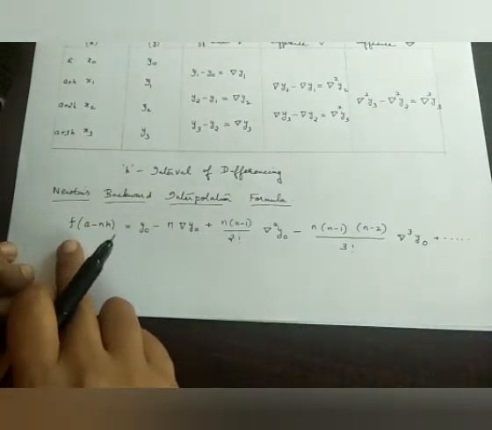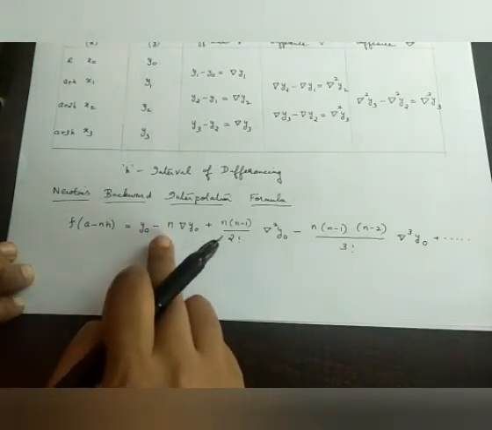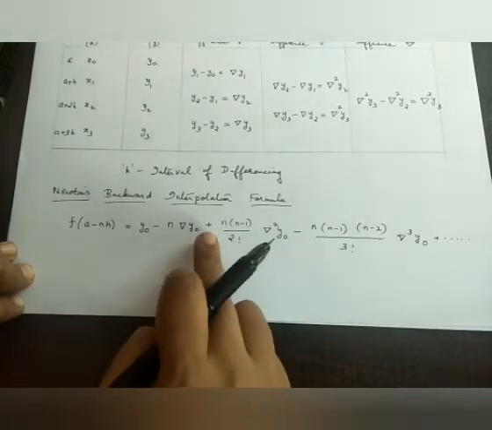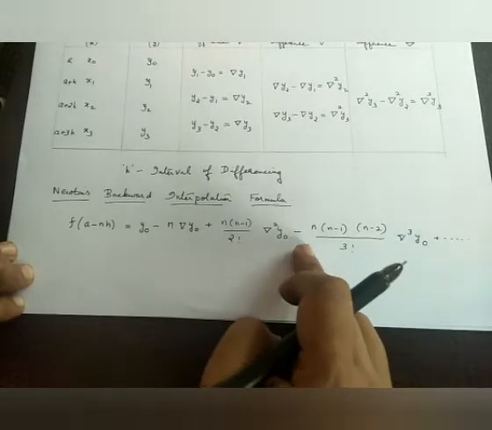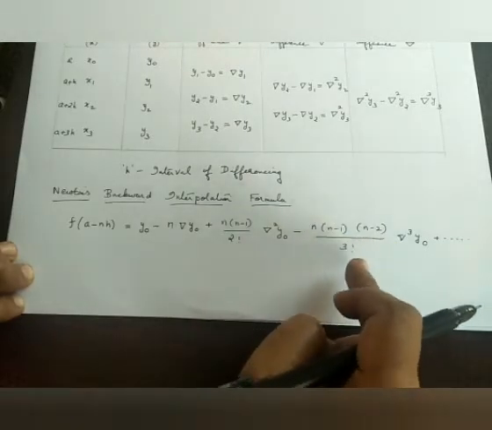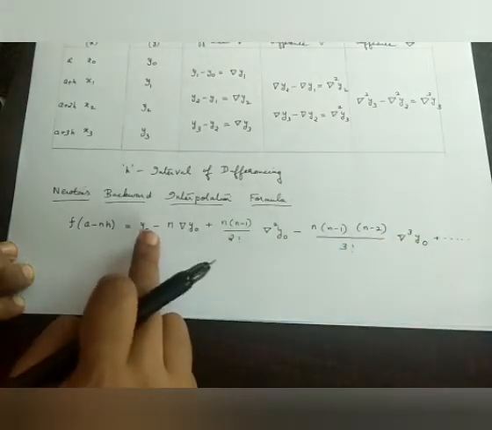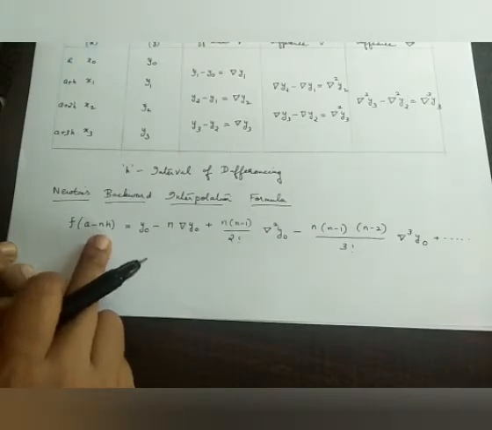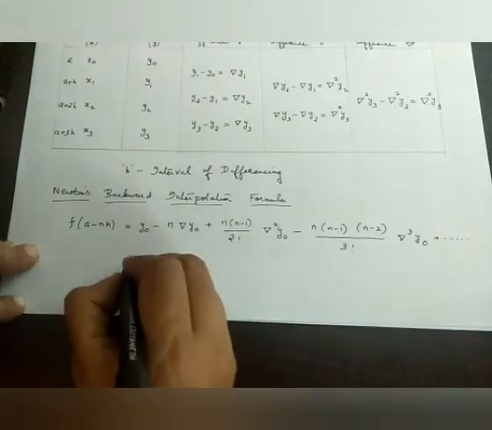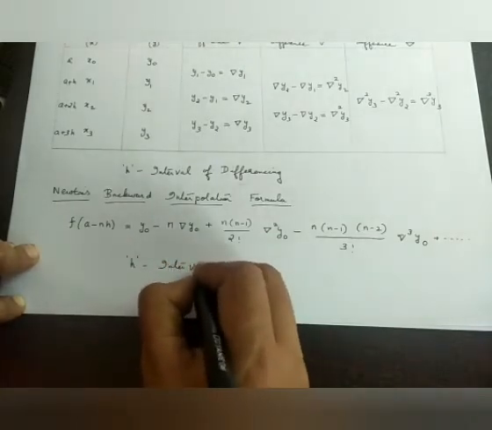Here the formula is f of a minus nh is equal to y0 minus n del y0 plus n into n minus 1 by 2 factorial del square y0 minus n into n minus 1 n minus 2 by 3 factorial del cube y0 plus etc. Here alternatively positive and negative sign comes. Also here we have, instead of a plus nh, a minus nh. h is the interval of differencing.